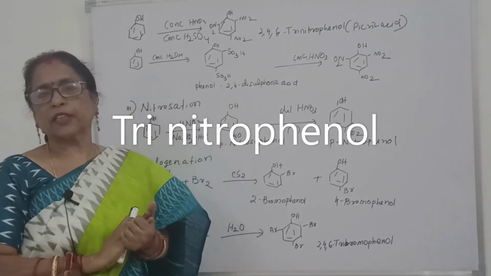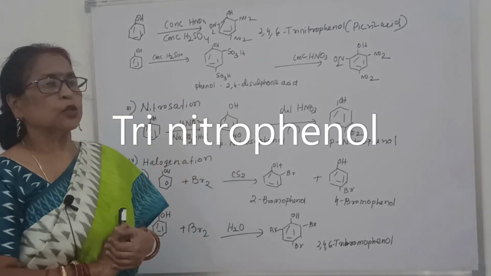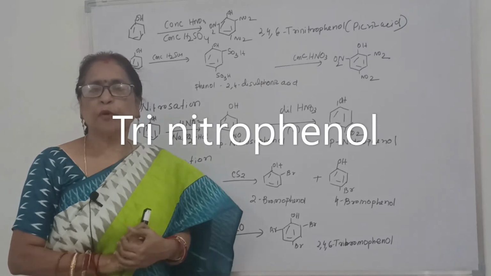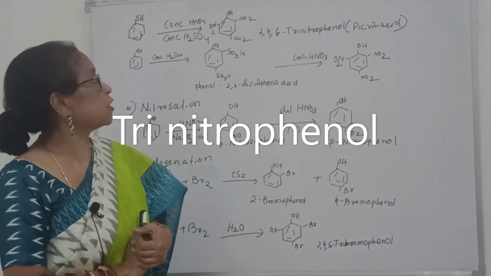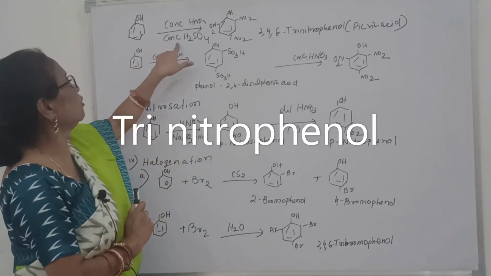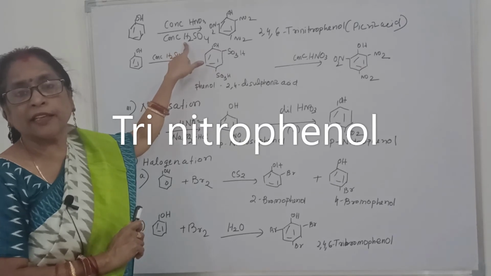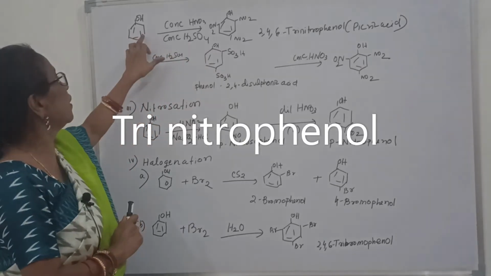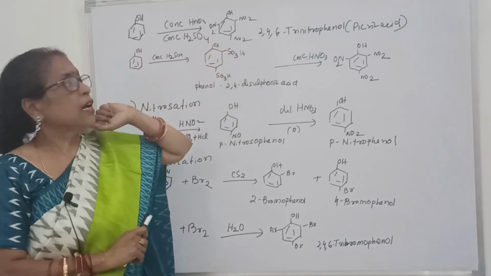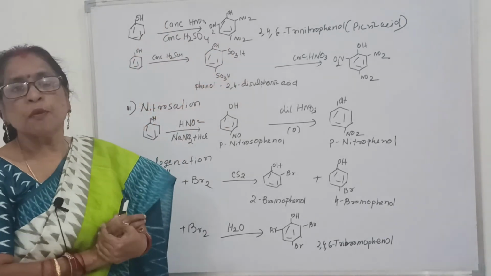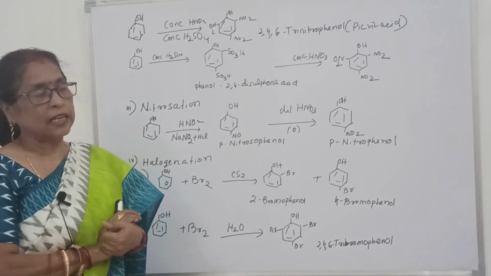On treating with concentrated nitric acid, here the product is 2,4,6-trinitrophenol, which is called picric acid, which has bitter taste. But you are using concentrated sulfuric acid because it acts as dehydrating agent. That means phenol reacts with concentrated nitric acid to give 2,4,6-trinitrophenol, which is called picric acid.